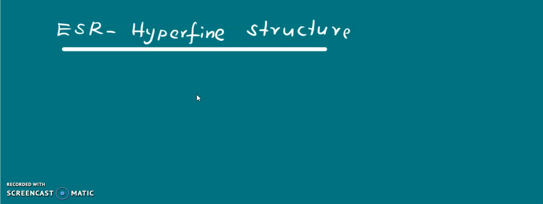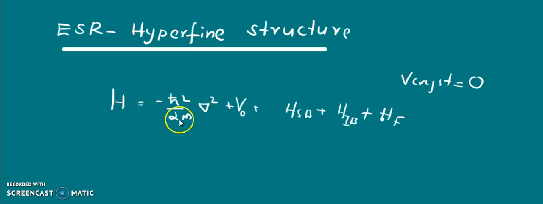And also we have seen that for free or valence electrons in liquids and gases, that is, the free radicals in solutions, the dipole-dipole contribution averages to 0. And also for free radicals in solutions, V crystal is also equal to 0. So, two terms will be zero, and the Hamiltonian will be the sum of the other terms, which is given by minus h cross square by 2m del square plus V0 plus HSB plus HIB plus HF.